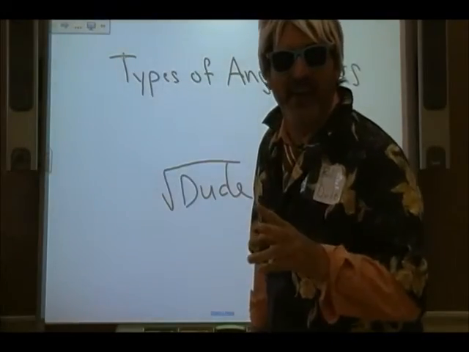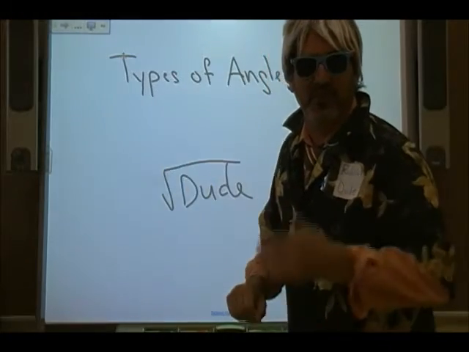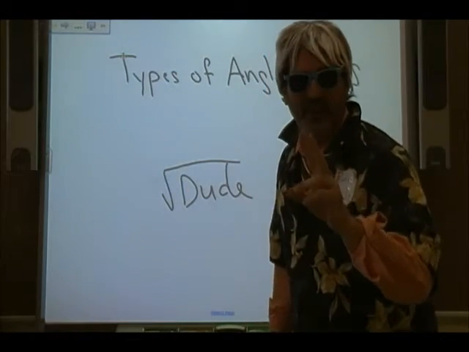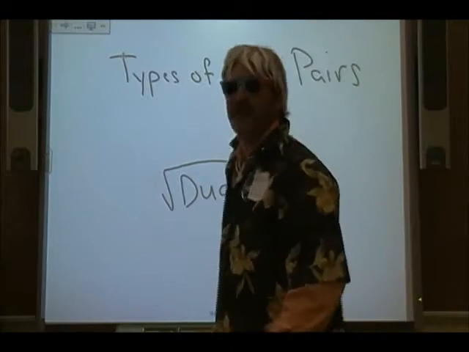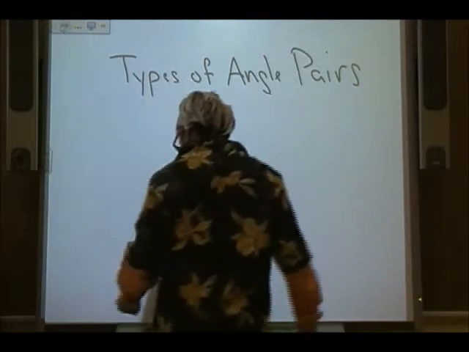Okay, the pairs just mean it's going to be two or more together. I'm just going to concentrate on two. All right? Two for pair. Two angles. Here's how we do it.